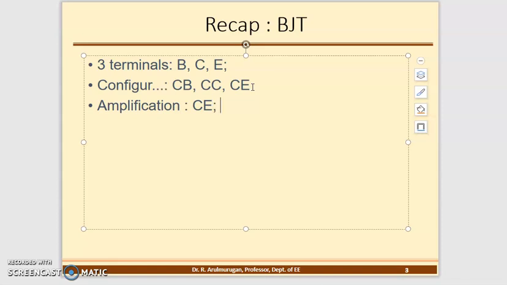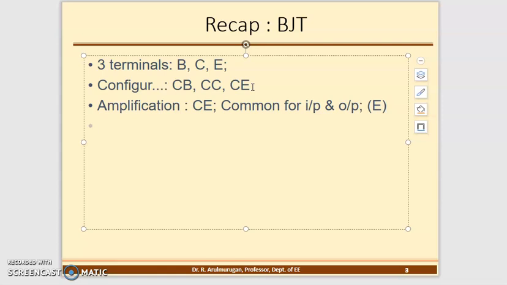What is the meaning of common? Common means common for input as well as output. Which one is common? The emitter. So the emitter is common for input and output, and that's why it is called a common emitter.